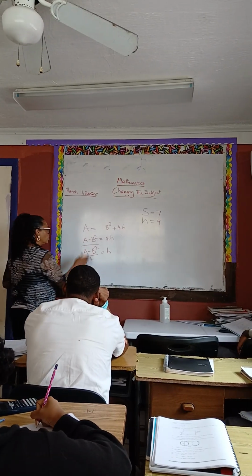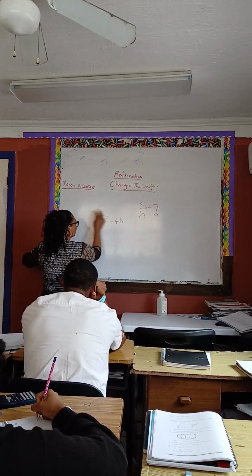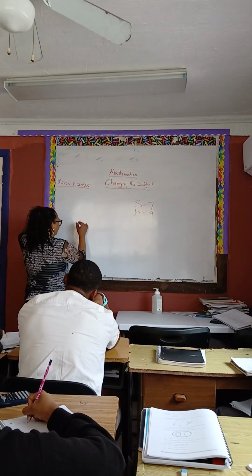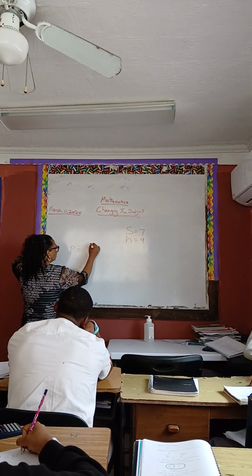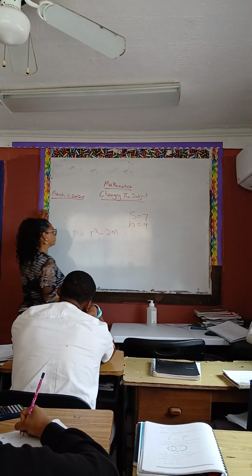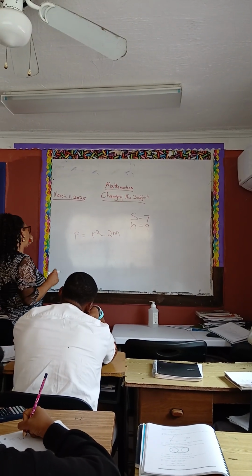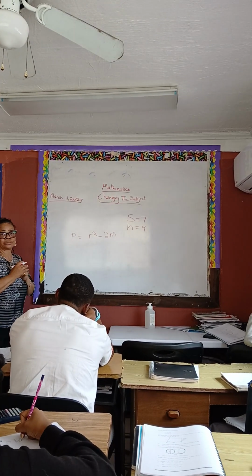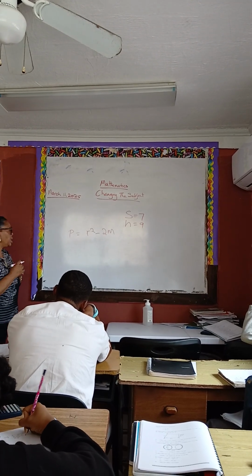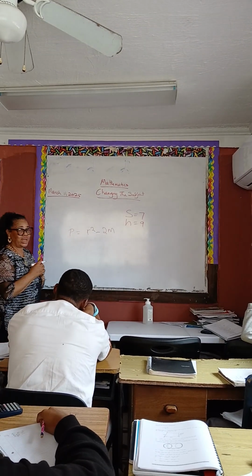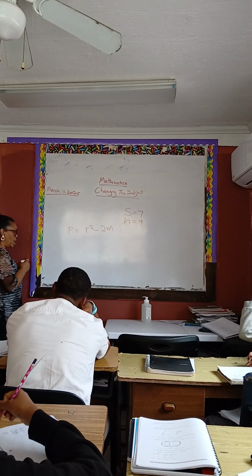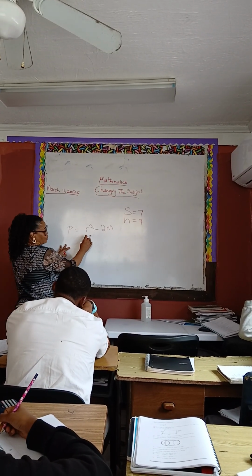Okay, one last one. Okay, so P equals R squared minus 2M. I want to make R the subject. In this case, I want to make R the subject. P equals R squared minus 2M. What do you think I'm going to bring over first? 2M, because R has got to stay by itself over here.